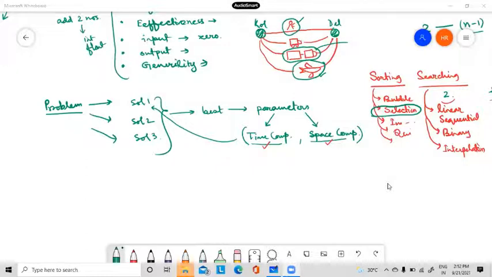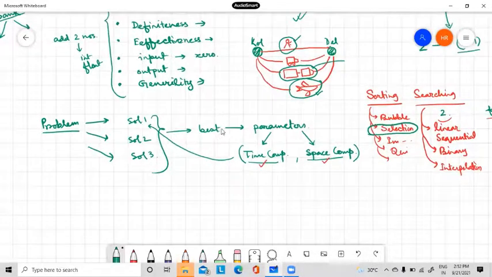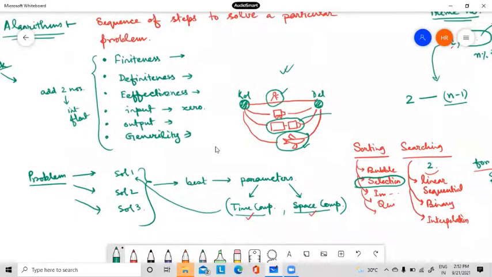Sir, in characteristic of algorithm, what is effectiveness? Can you explain again? Yeah. See, when I am writing some algorithm, I will write some sequence of steps. So each and every step should have some effect. Suppose I am writing some steps which have no effect on the algorithm, or which are not forwarding your solution, or which are not at all useful.